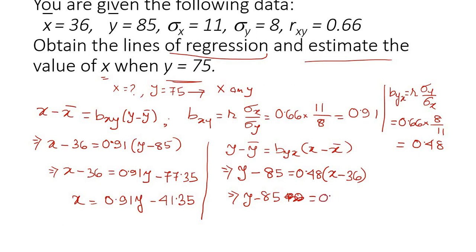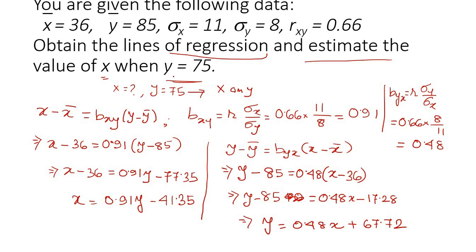equal to 0.48x minus 36 into 0.48, which is 17.28. So ultimately we get y equal to 0.48x plus 67.72. So this is the y on x equation.